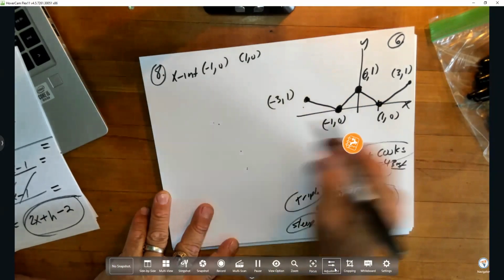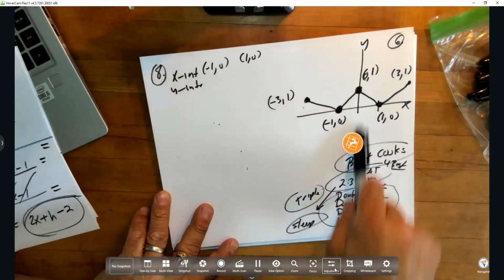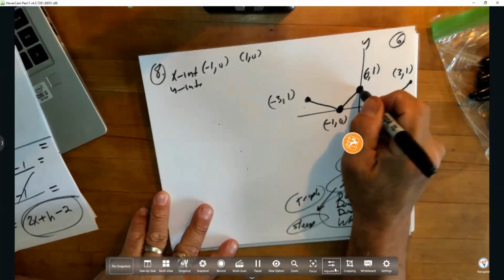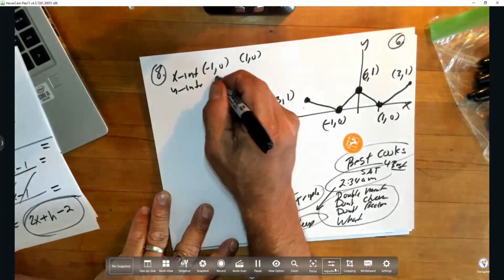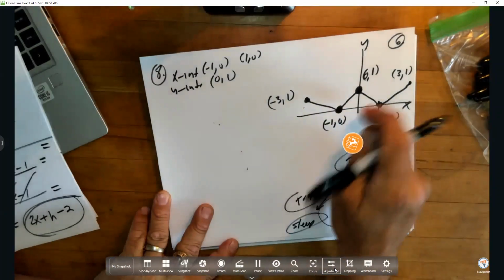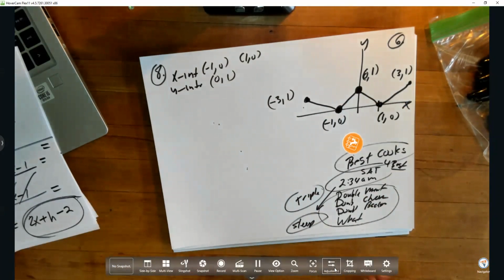Next question. Which numbers are hitting the Y intercepts? Which ones are hitting the Y line right here? Well, the one that hits it is this one right here, and this one right here is 0 and 1. All right, so we get the X intercepts and we get the Y intercept. Now the question they asked me.